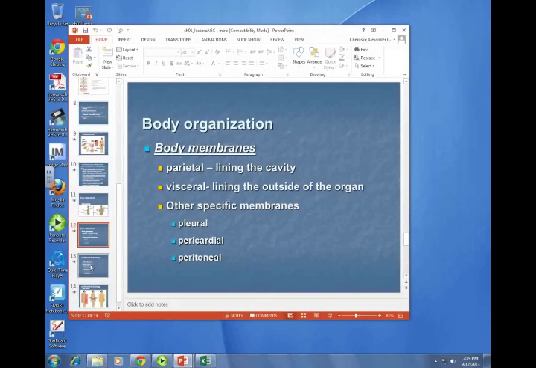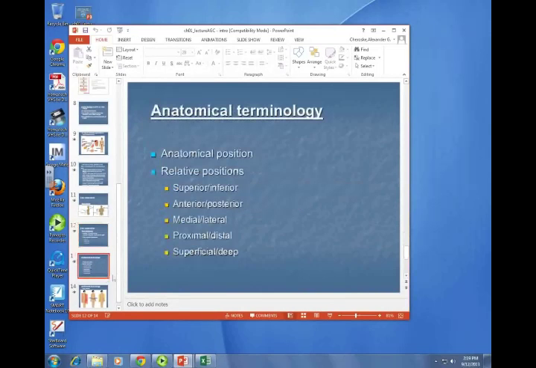But we started out talking about other types of membranes as well, lining these cavities. Talked about anatomical position, talked about different relative positions. So being able to describe, right? My nose is what to my ear, right? So compare those ones, what term would I use? My nose relative to my ear. So my nose is here, my ear is over here. So my nose is medial to my ear, but if you reversed it, my ear is lateral to my nose.